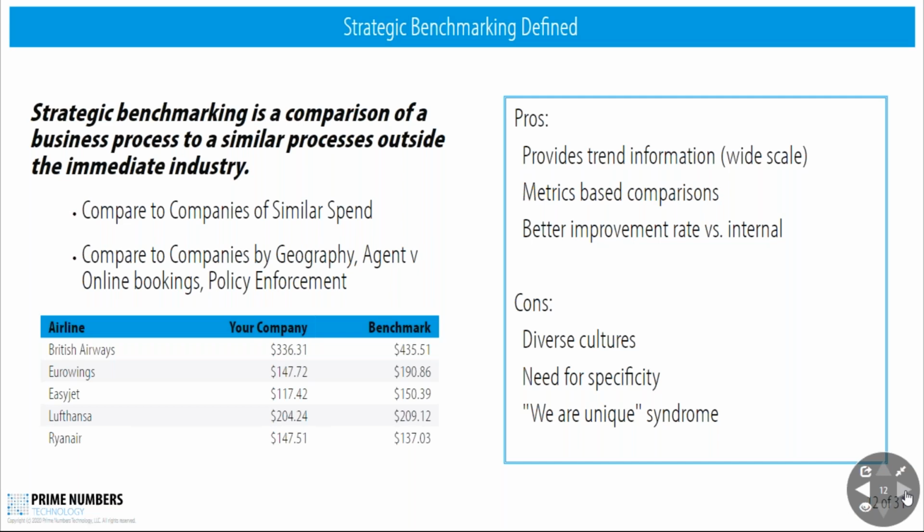Strategic benchmarking yields a better improvement rate versus internal benchmarking. This is because it eliminates internal bias, and it eliminates the ability for you to work in a vacuum and have blinders on as to what the best process may be.